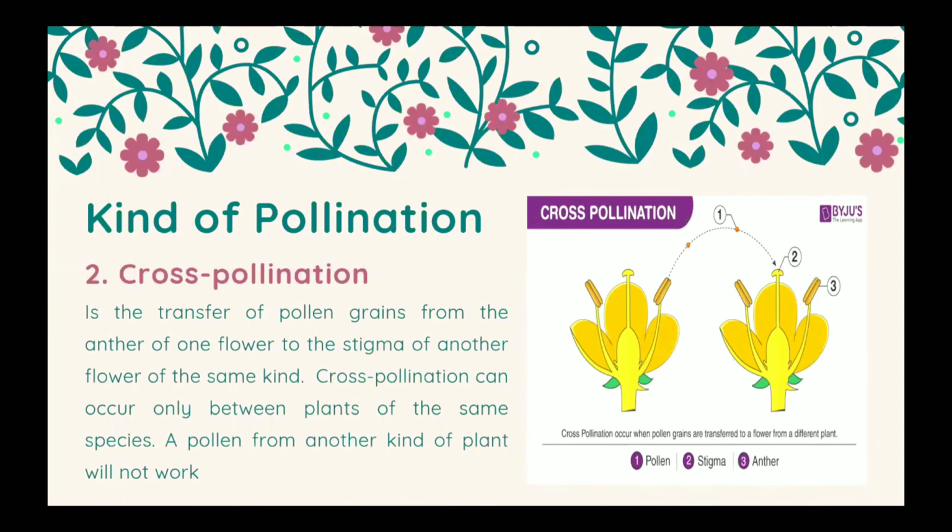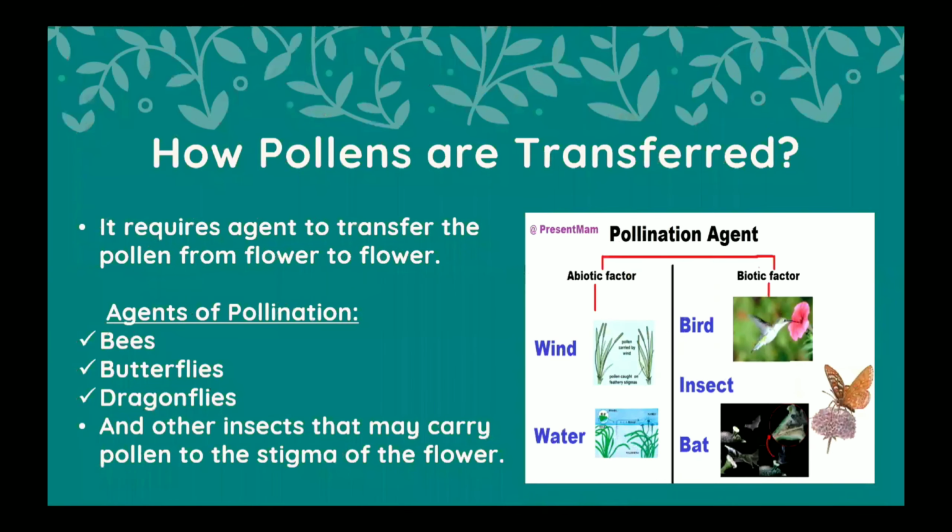Cross-pollination, on the other hand, is the transfer of pollen grains from the anther of one flower to the stigma of another flower of the same kind. Cross-pollination can occur only between plants of the same species or same type. A pollen from another kind of plant will not work. How are pollens transferred? It requires an agent to transfer the pollen from flower to flower.